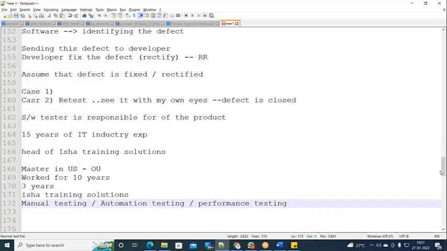Radhika Reddy has posted a question. Okay, so let's go from last to first. Renuka, is there a banking domain field in manual testing? Yes, there are multiple fields. Financial is what we call the banking domain.